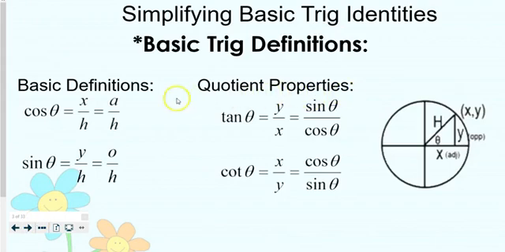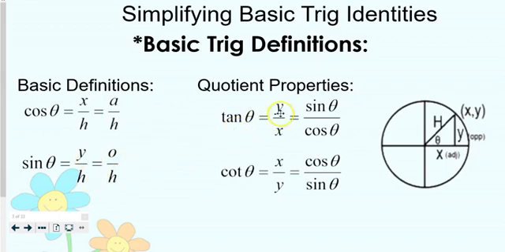Alright, first let's start off with our basic trig definitions. Now some of these we should already know. The cosine of theta is x over our hypotenuse, or adjacent side over hypotenuse, which on our unit circle is just x, because in our unit circle the length of the hypotenuse, or the radius of our unit circle, is 1. So in the unit circle, cosine is just x, sine is just y. But of course our definitions are that cosine is the adjacent over the hypotenuse, and the sine is the opposite over the hypotenuse, or y over h.